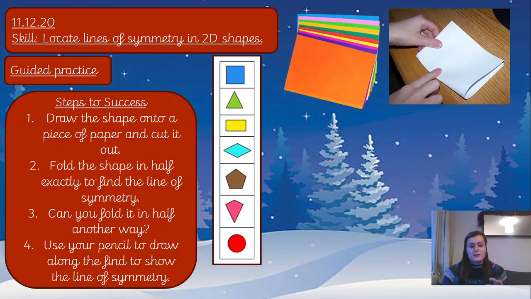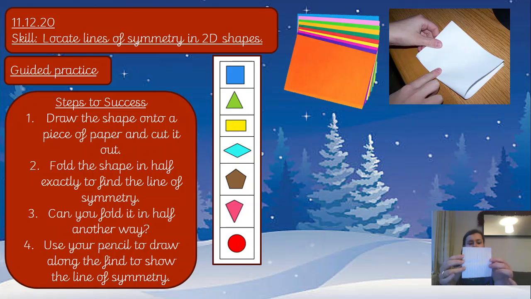Right, so we will start with the square then. Hopefully you have all cut out a square of your paper. The first thing you're going to do is try and fold it in half exactly. So I am folding it in half. You need to make sure that the corners match up perfectly, and then fold down that side. Okay, does it look exactly the same on both sides? Yes, I think so. So that fold down the middle would be our first line of symmetry.